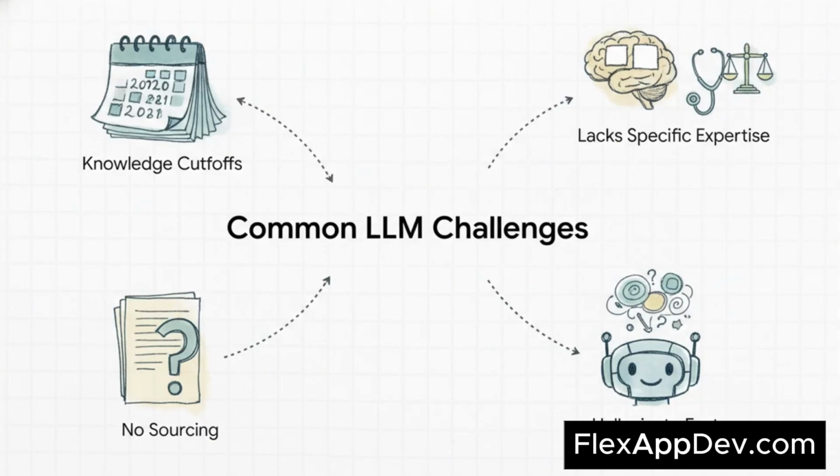And yeah, these are the big ones. Their knowledge can be months, even years out of date. They totally lack deep expertise in specific fields like medicine or finance. They can be super difficult to control. Sometimes they just invent facts, they hallucinate, and they almost never tell you where they got their information. This is exactly why engineers have come up with a whole set of techniques to supercharge them.